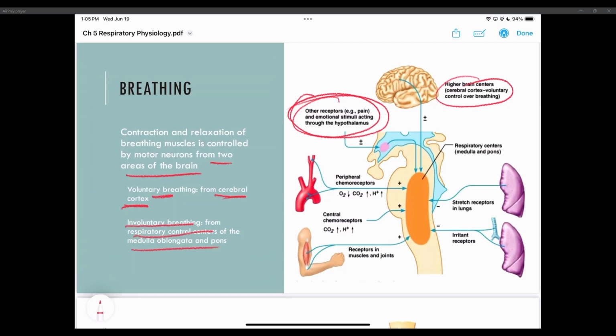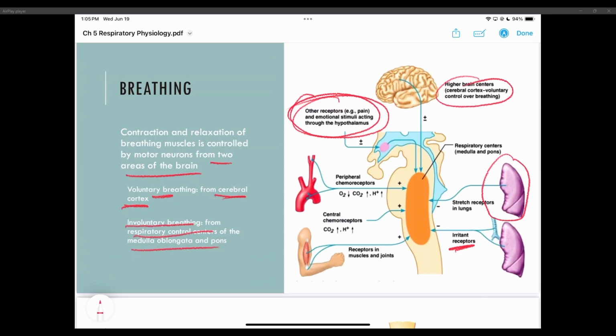We have stretch receptors. They're going to want to know how big the lungs are being stretched. If it gets too much, we can reduce our breathing so we don't exhaust our inspiratory muscles and so forth. We have irritant receptors. If you ever cough on water, we go down the wrong tube, that's your irritant receptors being triggered to make you cough, to get stuff out.